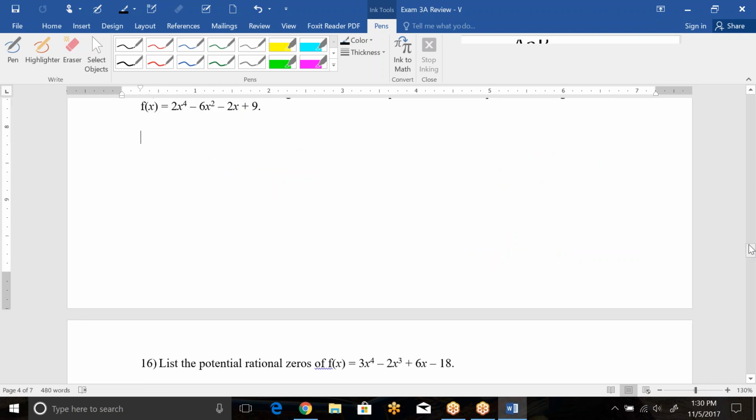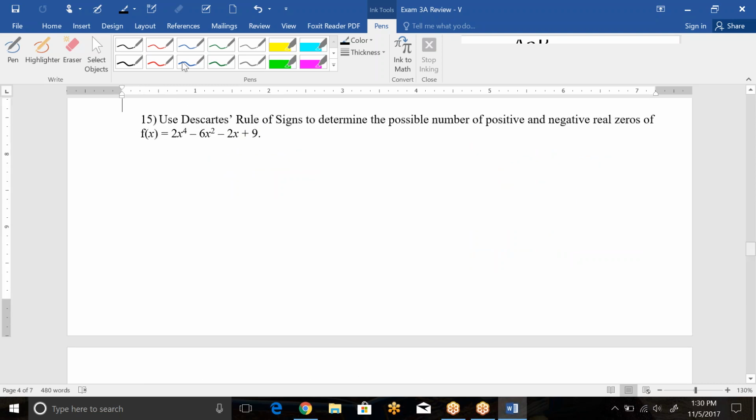For this next one, we're going to do the same thing. So I'm going to do this one a little bit quicker. I'm just going to count my sign changes here. So there's 1, negative stays negative, negative goes to positive, so there's 2. So for possible positive reals, it was 2 or 0.